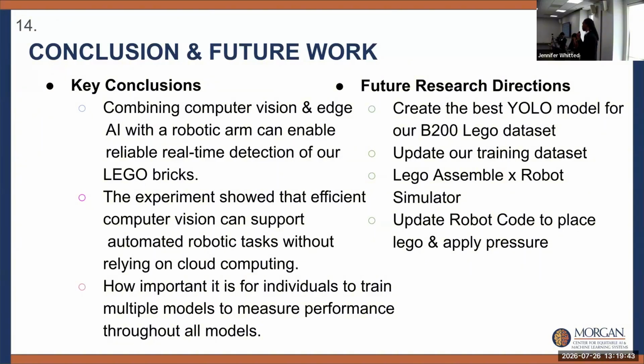B200 Lego data set. As I mentioned earlier, we had to switch to a B30 Lego data set, so we can get better results, and then just update that training set. Like I mentioned, with the limitation where it couldn't tell the difference between the flat pieces or bulky pieces, we might need to add more images to that data set. Then we've got to move on to a Lego assembler robot simulator, just so we can practice what it really looks like when the pieces are assembled together. And lastly, updating our robot code so it can pick up the Lego piece, but also be able to apply pressure to other Lego pieces so the assembly process can happen.